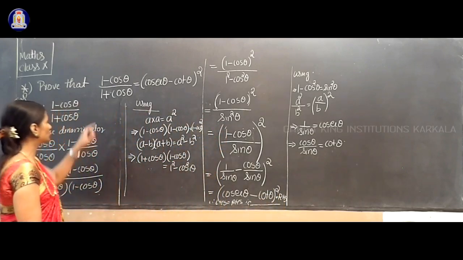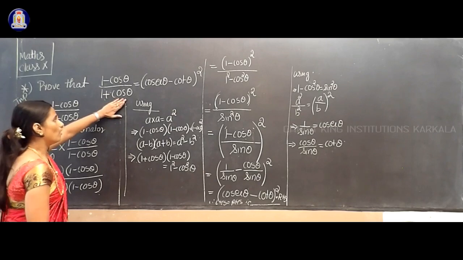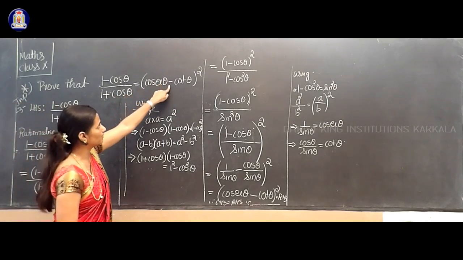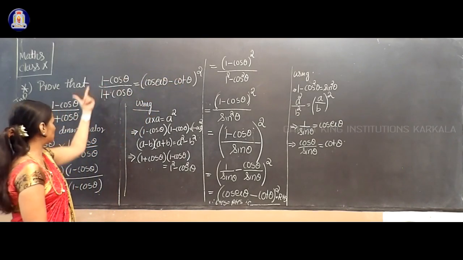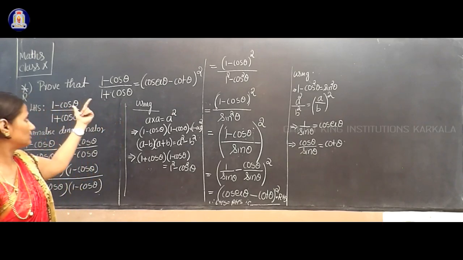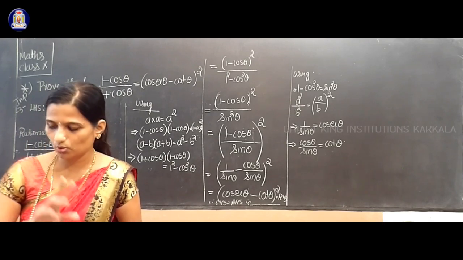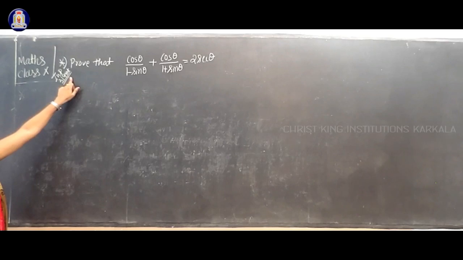Now write the conclusion. What is that conclusion? The conclusion is (1 minus cos theta) divided by (1 plus cos theta) is equal to (cosecant theta minus cot theta) whole square. Clear? So this type is important. In the previous class also I discussed the same type of question, rationalizing. It is important, both for 2 or 3 marks, and a question of 3 or 4 marks.